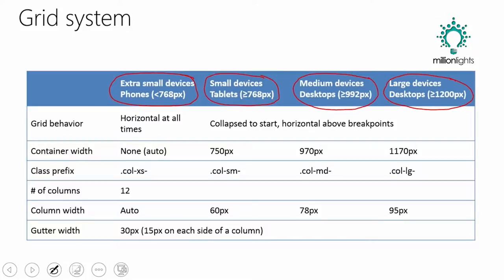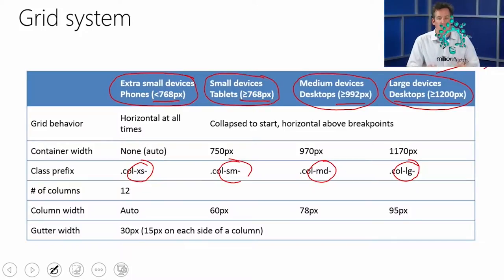Chances are those four general device sizes will do: less than 768 pixels, greater than or equal to 768 up to and including 991, then 992 up to just shy of 1200, and then 1200 and beyond. So this is going to be your extra small, small, medium, and large, respectively. Keep it simple on yourself. Like I said before, typically those four sizes will actually do just fine for you.